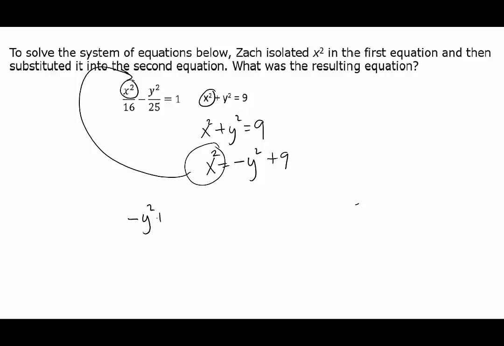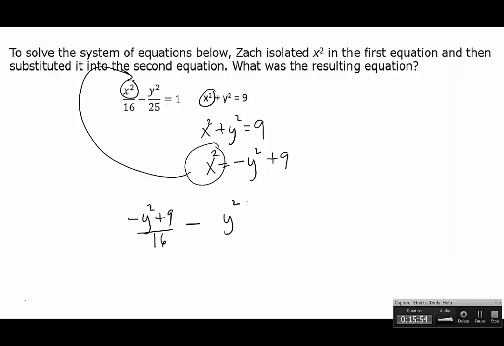Negative y squared plus 9 over 16 minus y squared plus 9 minus y squared over 25 is equal to 1. That is the resulting equation. We don't have to solve that right now. Just write the equation.